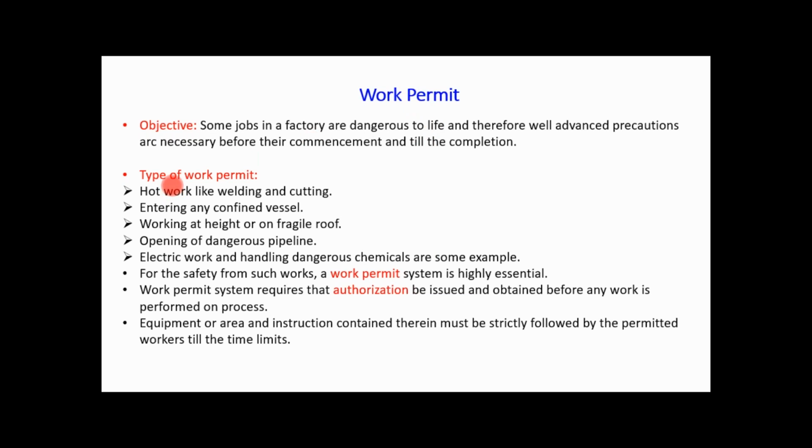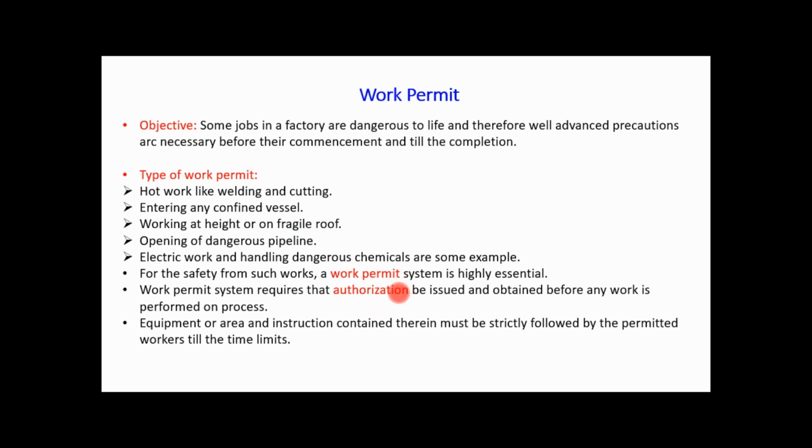There are different types of work permits. Hot work like welding and cutting operations, entering any confined vessel, working at height or on a fragile roof, opening of a dangerous pipeline, electrical work, and handling dangerous chemicals are some of the examples. For safety from such work, a work permit system is highly essential. For these or similar activities, which may be called dangerous operations or which can be dangerous to human beings, you must adopt the work permit system. It requires that an authorization be issued and obtained before any work is performed on the process.